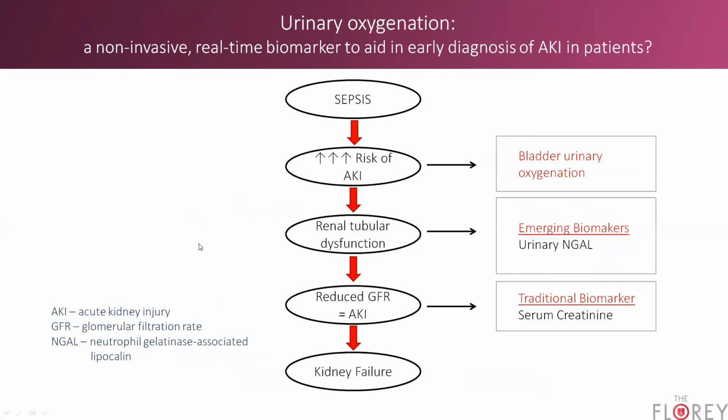This brings me to my last slide. We can see that medullary hypoxia occurs very early in septic acute kidney injury, and we suggest that measurement of bladder urinary oxygenation may indeed have the potential to be a non-invasive, real-time biomarker to aid in the early diagnosis of acute kidney injury in patients. We also suggest that bladder urinary oxygen tension could also be a reliable technique to obtain accurate measures of medullary tissue oxygenation during vasopressor therapy in the intensive care unit.